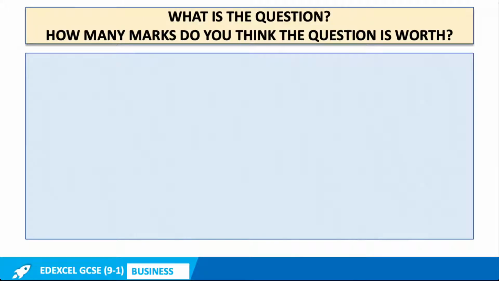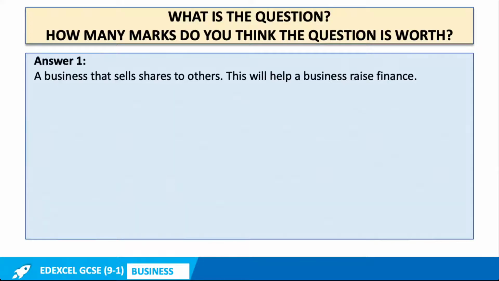Thanks, Mike. So what we're going to do in this activity is look at a series of responses that are attempting to answer the same question. And all I'd like you to do is to read each of the responses and see if you can correctly work out what the question is that they're attempting to answer, and also how many marks you think the question is worth. So there's 3 different responses. So let's take a look at the first one. So answer 1, a business that sells shares to others. This will help a business raise finance. So what do you think the question is that this answer is attempting to respond to?